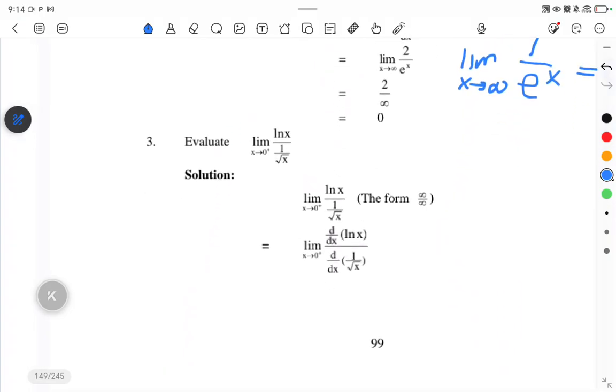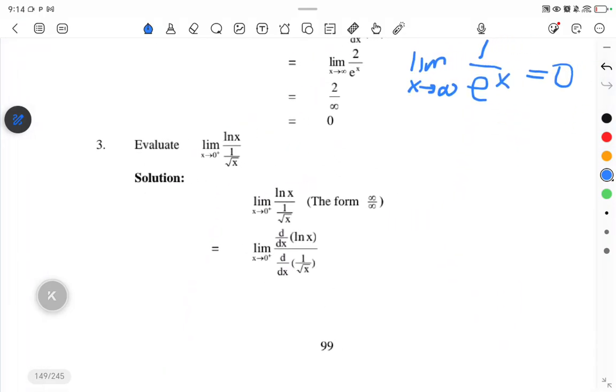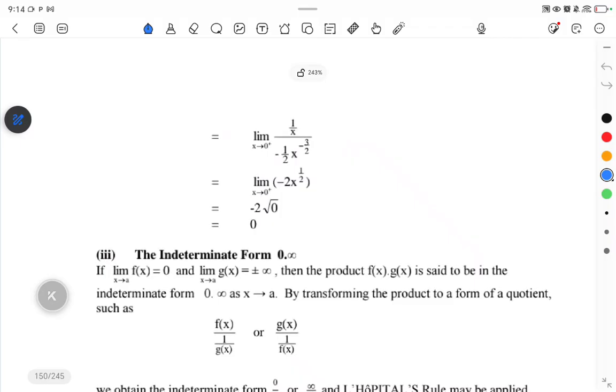Now we come to this one. We plug in 0 on the numerator. Ln of 0 is infinity. So this would give us infinity over, then 1 over 0 will give us infinity. So this is infinity over infinity. I introduce the derivative on both the numerator and denominator. I derive the numerator, I get 1 over x. I derive the denominator, I get minus 1 over 2 x to the minus that. So let's try to derive this and show you.